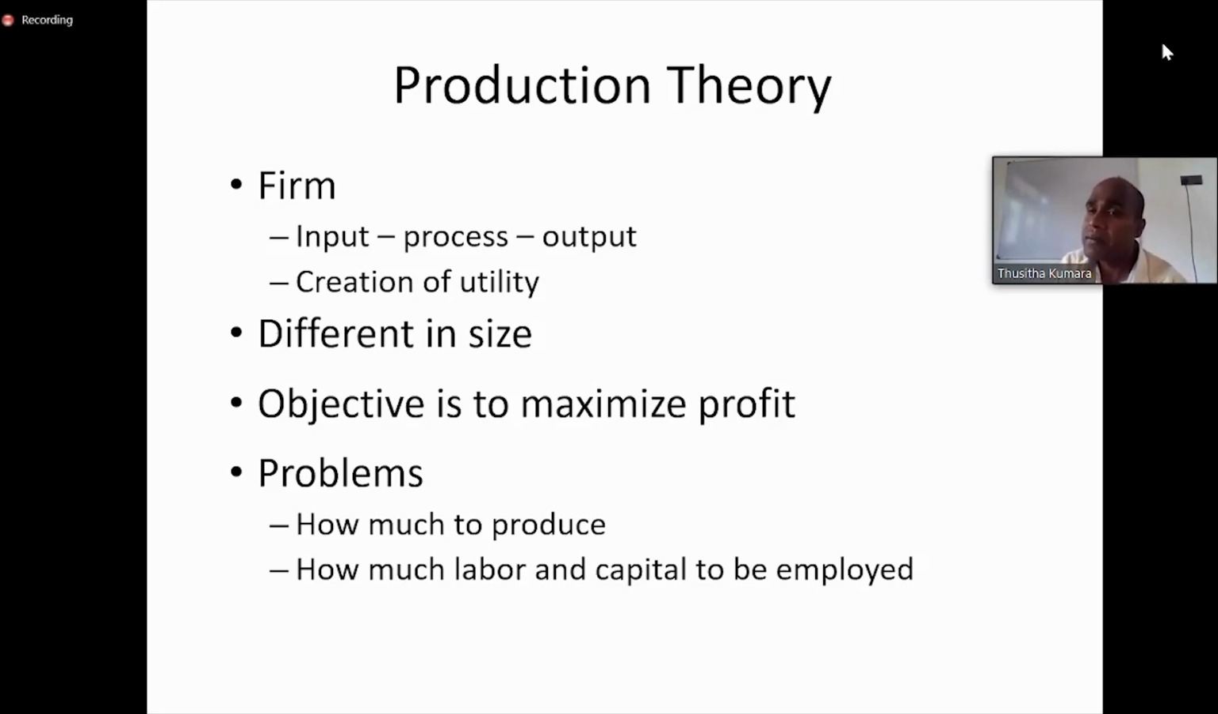So what a firm does, it will take these production factors and create some utility, right, and put it out as a good or a service. Then consumers are willing to pay for that. Why are consumers willing to pay for that? Why are we willing to pay for something? It is because we are happy with that. Right? So, for example, why are you willing to pay for ice cream? You get some satisfaction by eating. If not, you are not going to pay for that.